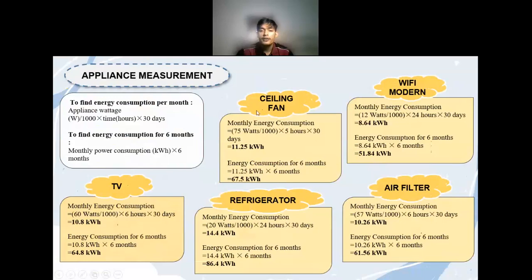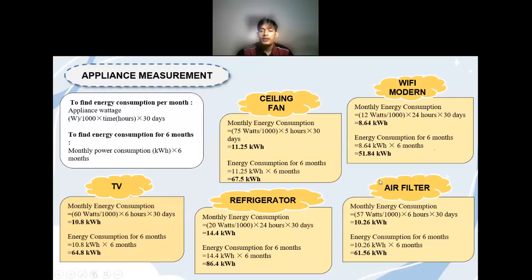For the ceiling fan, monthly energy consumption is 11.25 kilowatt per hour. And for the 6 month, it has 67.5 kilowatt per hour. For the refrigerator, monthly energy consumption is 14.4 kilowatt per hour. And for the 6 month consumption is 686.4 kilowatt per hour. In the Wi-Fi modem, monthly energy consumption is 8.64 kilowatt per hour and the energy consumption for 6 months is 51.84 kilowatt per hour.